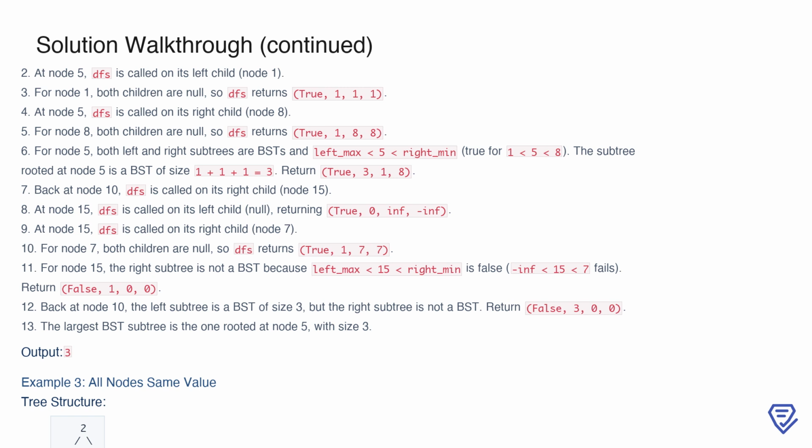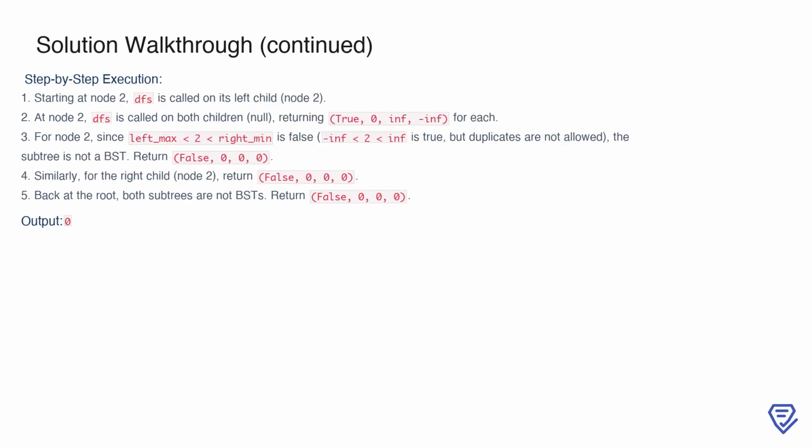Back at the root node 10, the left subtree is a BST of size 3, but the right subtree is not a BST. Therefore, the largest BST subtree in this example is the one rooted at node 5, with size 3. Finally, let's look at the third example, where all nodes have the same value of 2. The root node has 2 children, both also valued 2.